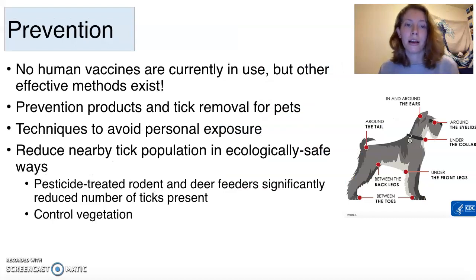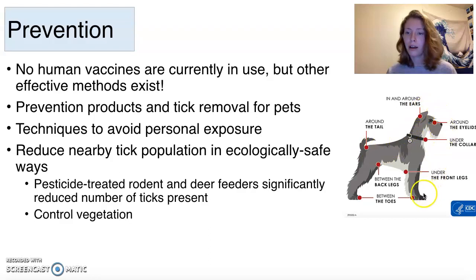So prevention. Lyme disease is primarily prevented by reducing tick exposure because there are actually no human vaccines currently used. So one method is to just use preventative products and routinely check your pets for ticks. Dogs are particularly known for carrying ticks into human residences, and they can also have Lyme disease. So it's important to always check to reduce exposure.